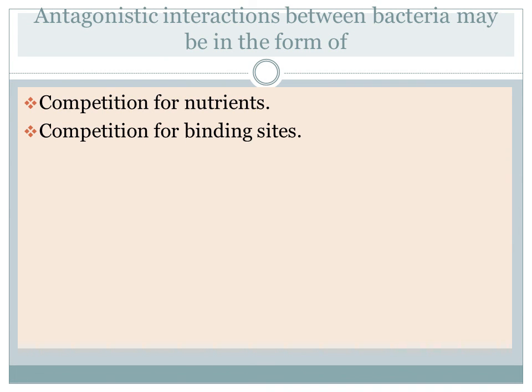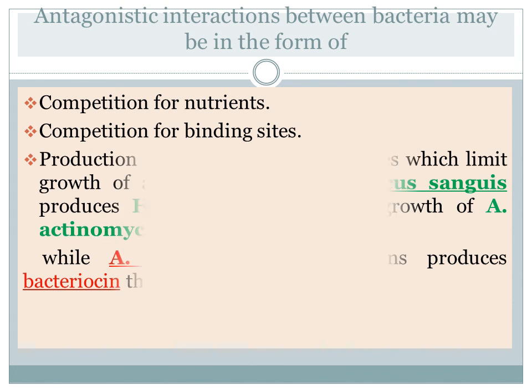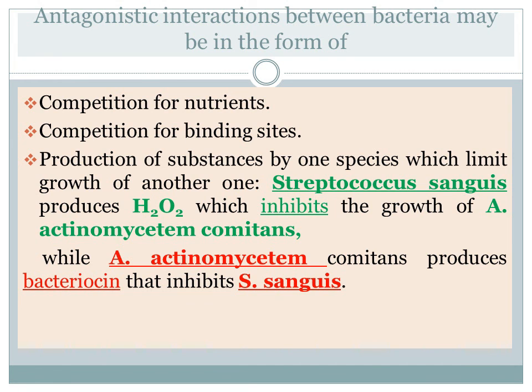Antagonistic interaction between bacteria may be in the form of competition for nutrients, competition for binding sites, or production of substances by one species which limit the growth of another. For example, Streptococcus sanguis, which is considered oral health flora, can produce hydrogen peroxide, which inhibits the growth of Aggregatibacter actinomycetemcomitans, while Aggregatibacter actinomycetemcomitans produces bacteriocin that inhibits the growth of Streptococcus sanguis.